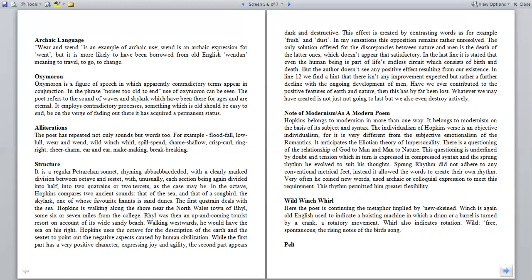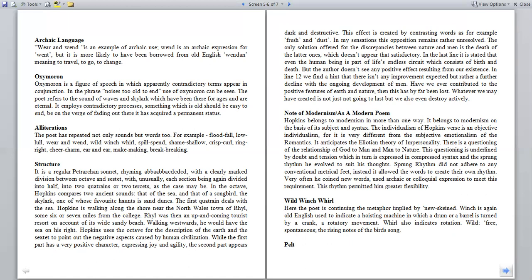There is beautiful use of alliteration in the poem. The poet has repeated not only sounds but words too. He says flood or fall, low lull off, where and when, wild winch whirl, spill span, shame shallow, crisp curl, ring right, cheer charm, ear and ear, make making, break breaking.